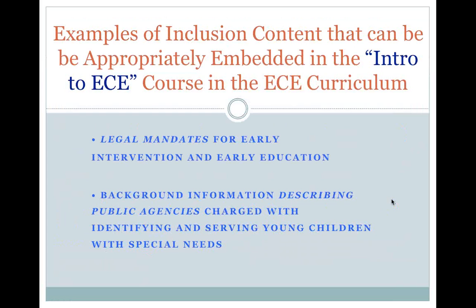Now let's get into some examples of inclusive content that can be appropriately embedded in the Introduction to Early Childhood course in the early childhood education curriculum. Let's start by looking at legal mandates for early intervention and early education, and then some background information describing which public agencies, specifically in Ohio, are charged with identifying and serving young children with special needs.